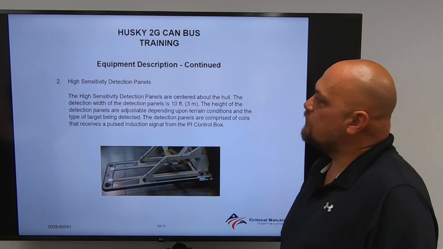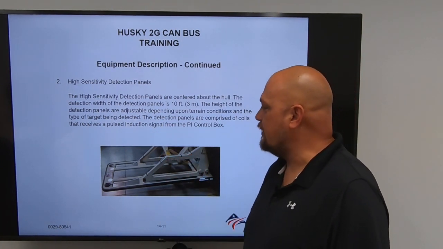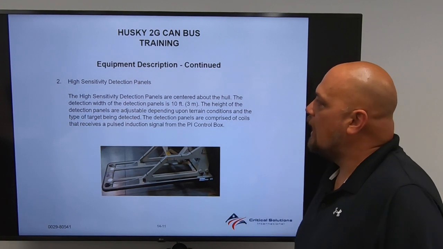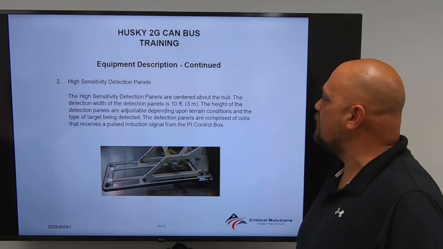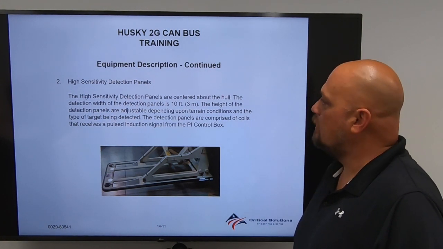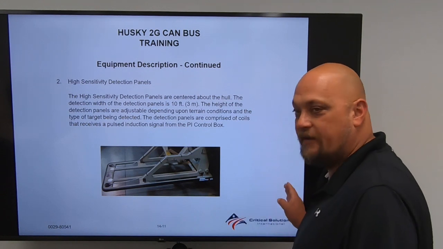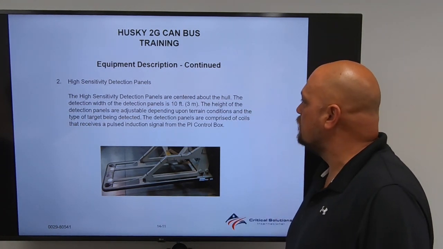Your vehicle is equipped with high sensitivity detection panels. This setup right here, as you can see. High sensitivity detection panels are centered about the hull. The detection width of the detection panels is 10 feet or 3 meters. That's 10 feet from either side of the left and right detection panel.